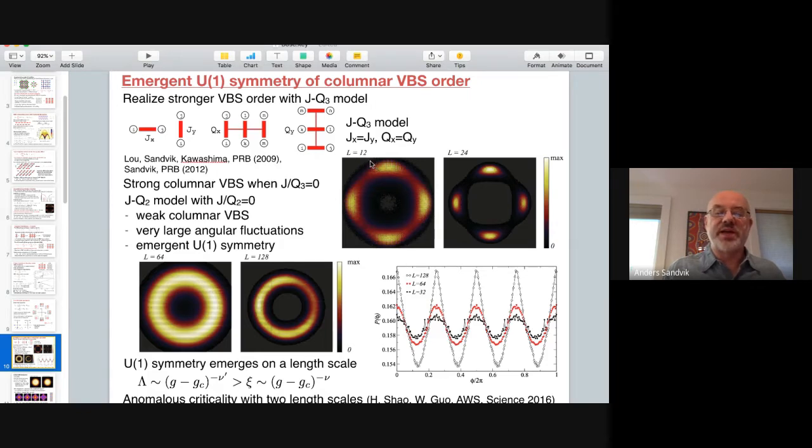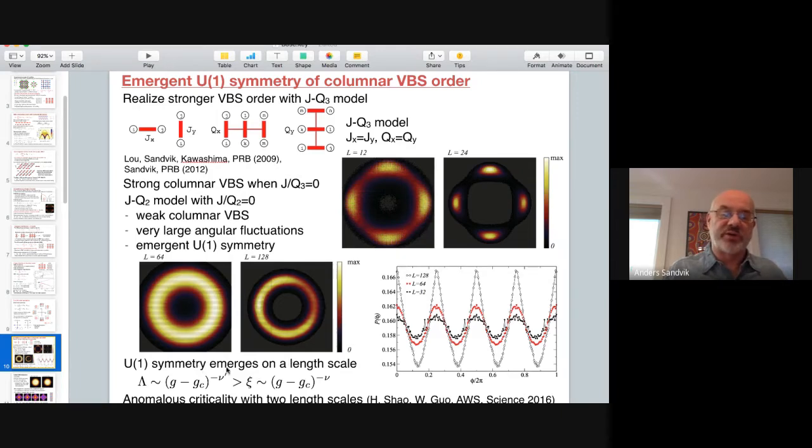Okay, in this case, I was so deep inside the VBS state that already at L equals 12, I see the 4 blobs. But here I would have to go to a system size maybe 500 or something like that to see the 4 blobs. And the length scale governing that, meaning on what system size those features appear, is governed by an exponent which is larger than the correlation length exponent.